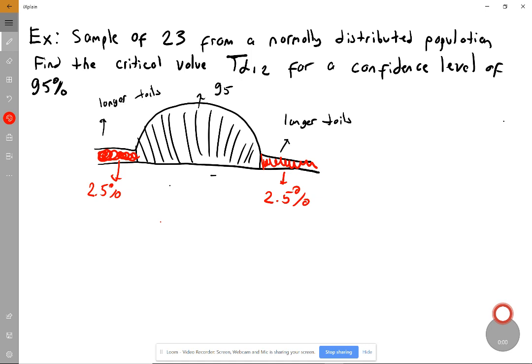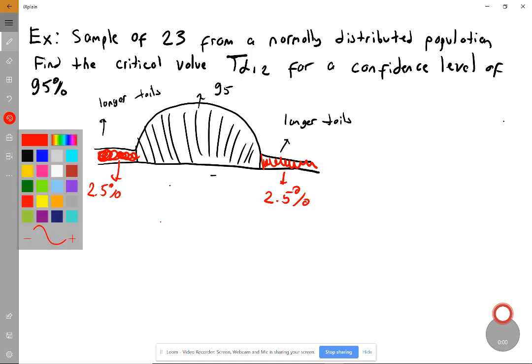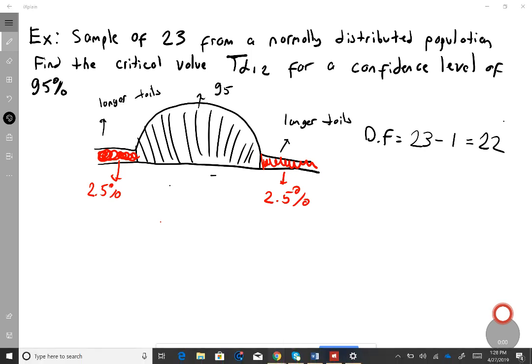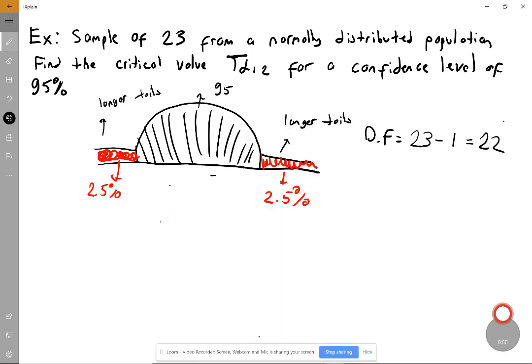Okay, so how do we deal with this number? Well, first of all, we need to calculate the degrees of freedom, okay? So degrees of freedom is equal to your sample size, which is 23, minus 1. That's equal to 22. All right. So we have 22 degrees of freedom, and we will be using the t-table to pull the critical value out.